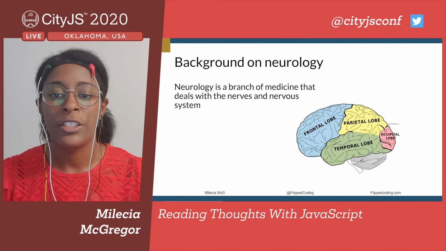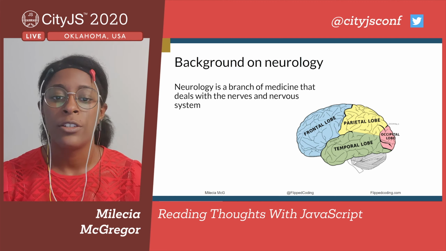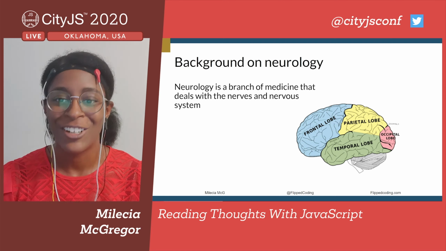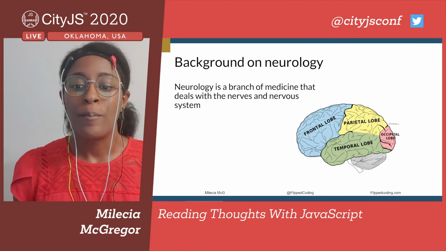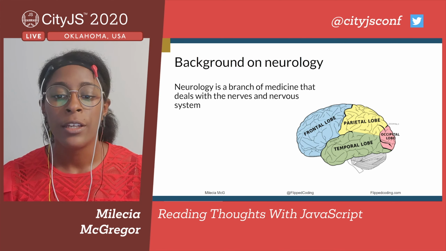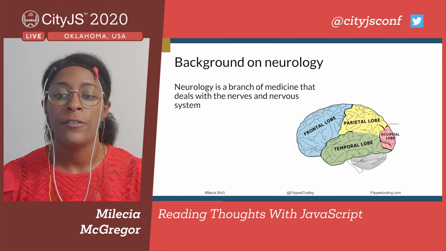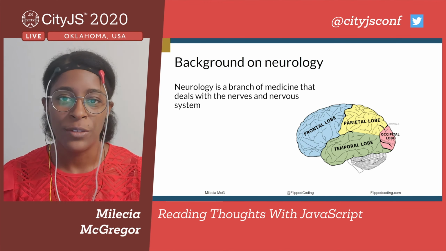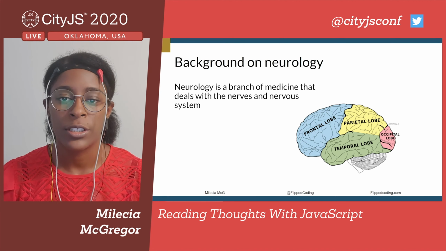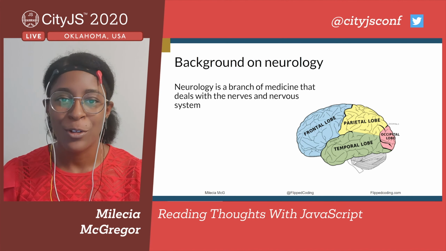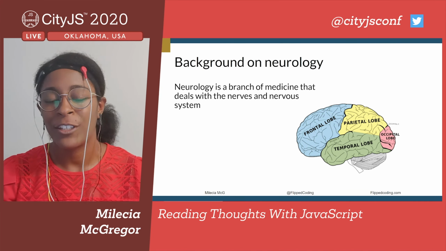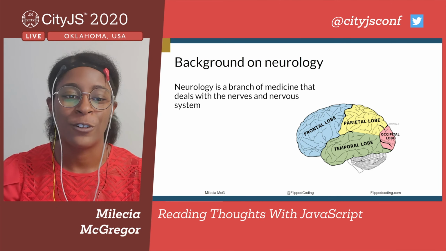So jumping right into it, a little background on neurology. This is a branch of medicine that deals with your nerves and your nervous system and a lot of other brain stuff that I personally don't understand. So most of the things we'll be talking about happen in your frontal and temporal lobe. Your frontal lobe is where a lot of your rational decision making comes from. And your temporal lobe is where you get a lot of your motor skills and whatnot. So disclaimer, not a neuroscientist. So if that's a little bit off, I do apologize, but I did my research before.